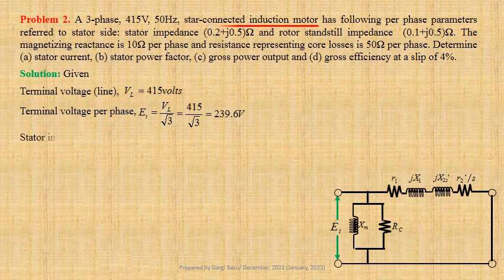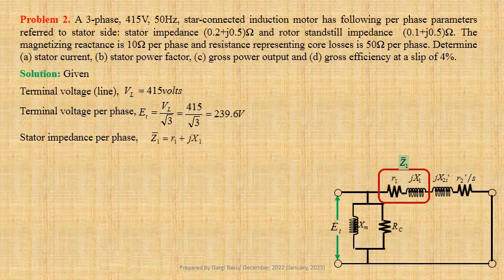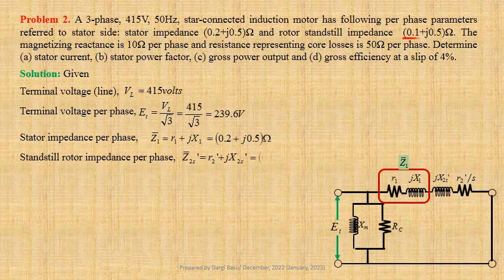Given stator impedance per phase Z1 equals R1 plus jX1 equals 0.2 plus j times 0.5 ohm, and standstill rotor impedance per phase referred to stator side Z2s' equals R2' plus jX2s' equals 0.1 plus j times 0.5 ohm.